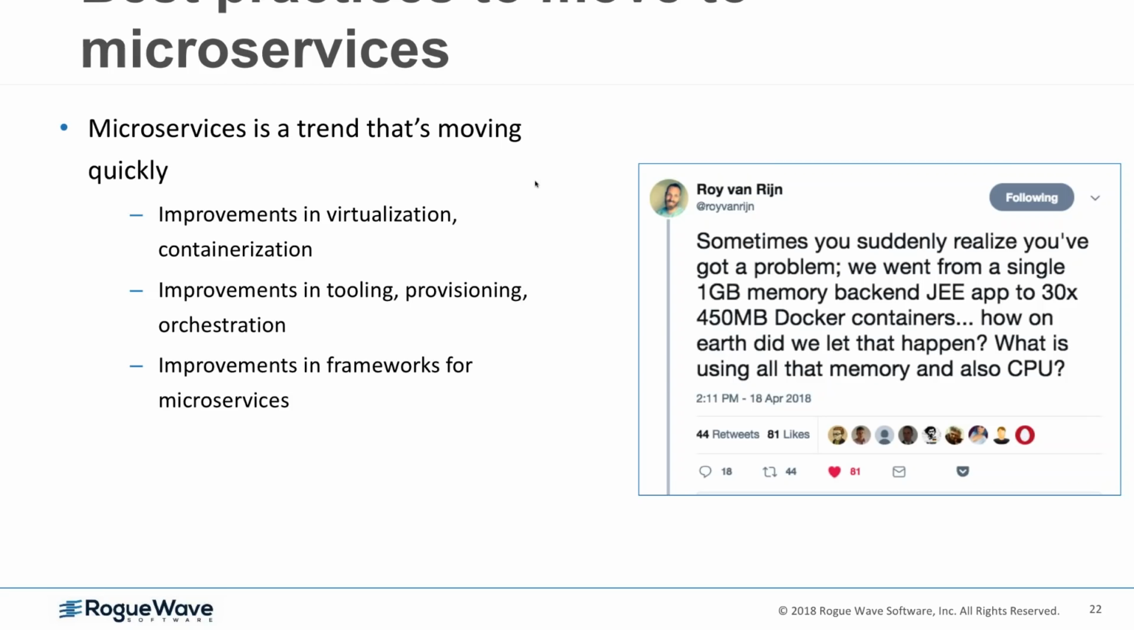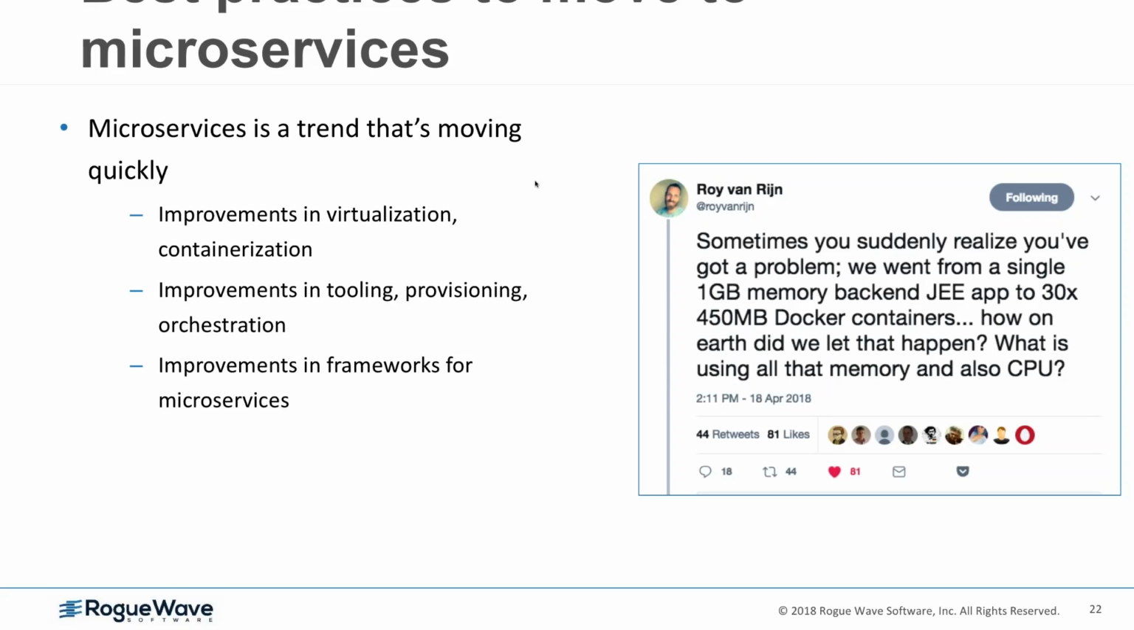And in the example of the tweet with Java, we had a 1 gig app, and now we've got 30 times almost a half a gig. So the explosions can happen, and it's possible to need more hardware rather than less if you're not pretty careful about the explosion of parts sometimes.